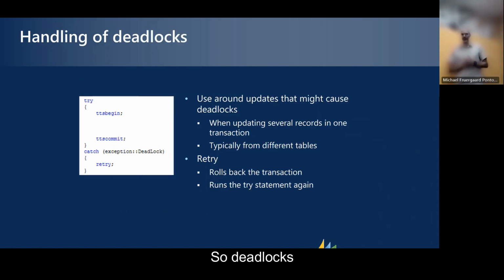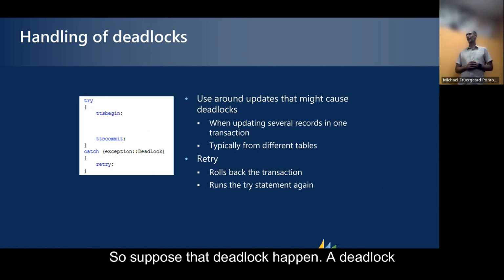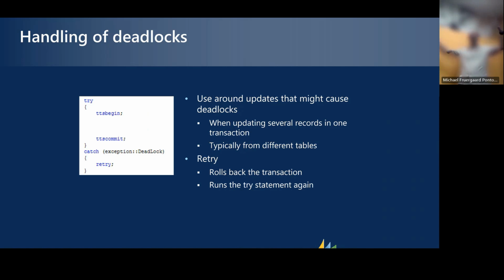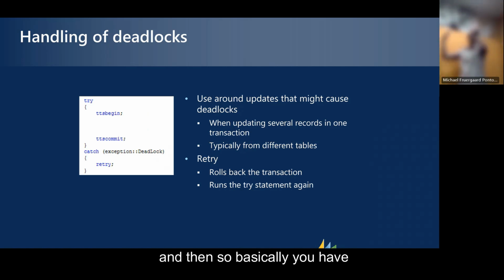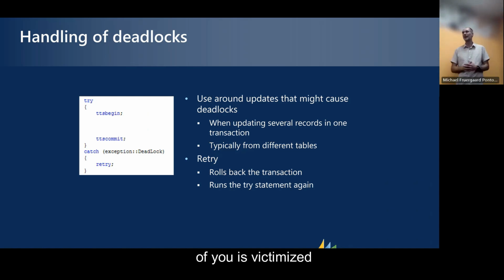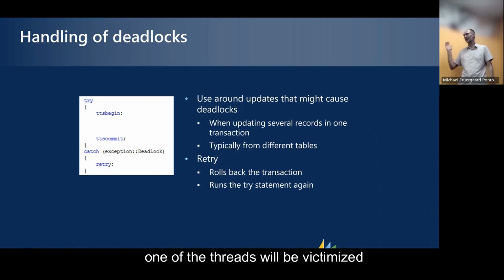So deadlocks. Here we are talking about retries. Suppose a deadlock happens. A deadlock is something the database will throw if you have a lock on an object that someone else needs, but they hold a different lock, and then you try to get a lock on theirs. So basically you have a deadlock situation, none of you can move forward. Then the database will decide one of the threads will be victimized, and it will throw a deadlock exception. We can catch deadlock and we can do a retry.